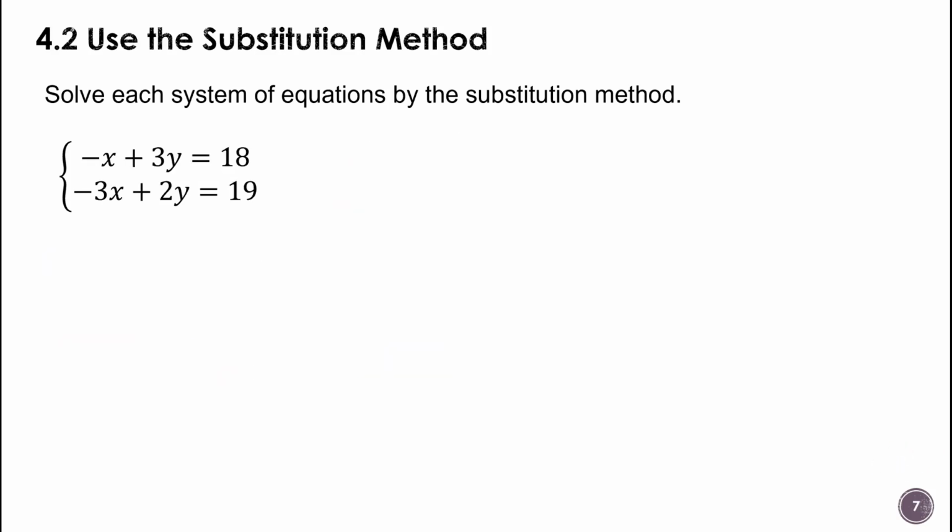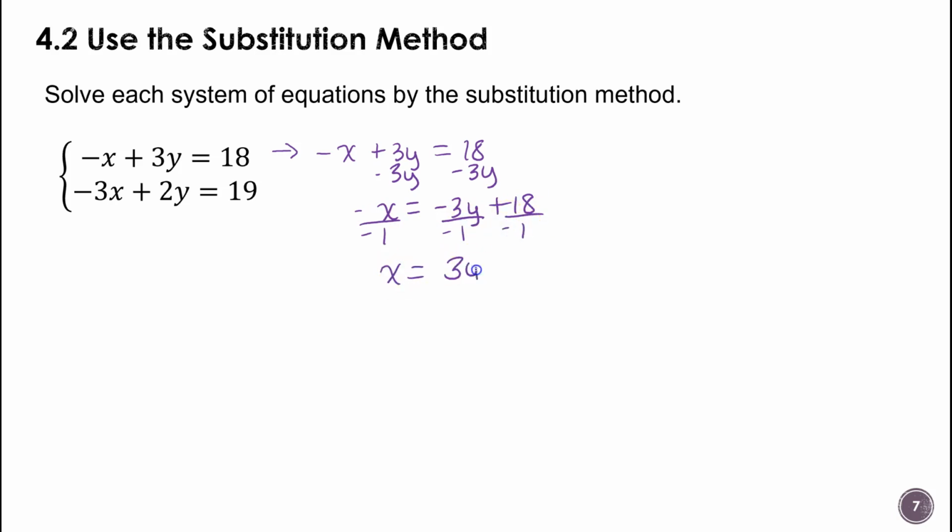So if I'm going to solve one of these for x or y, it gets a little bit trickier, as you can see. So I'm going to just take this one and write it out here. Okay, so I subtract the 3y. I have negative 3y plus 18. Divide everything by negative 1. So x is 3y minus 18. You have to be really careful on your signs with these.